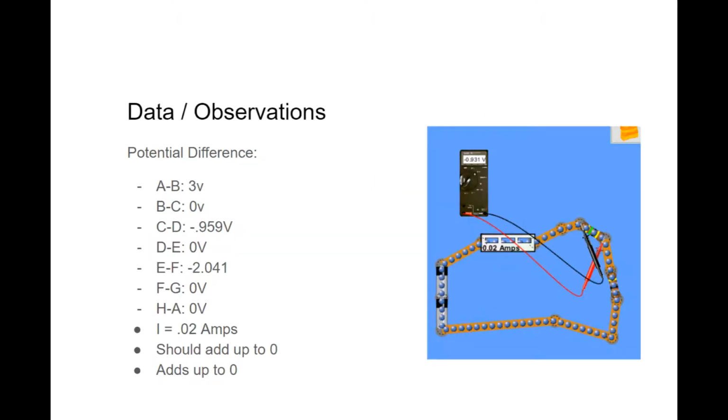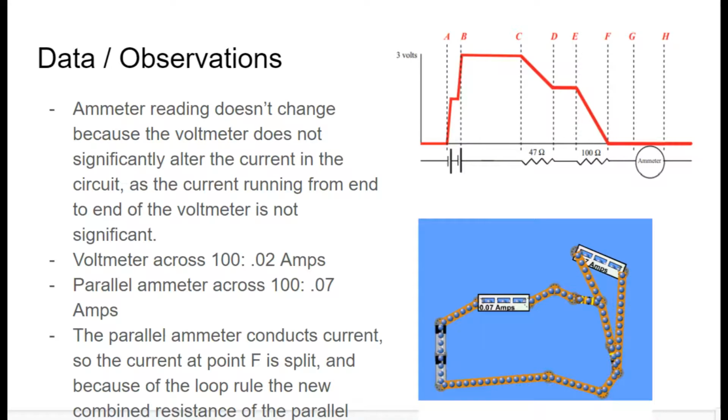After reconnecting the circuit and having one ammeter in place, the potential difference was found between the various points as follows. The current was still 0.02 amps. Theoretically, because of the loop rule, the total potential difference should have added up to 0, which was in fact observed in the simulation. The graph in the upper right-hand corner of the screen shows the potential difference measured from the negative battery terminal to various points around the circuit.